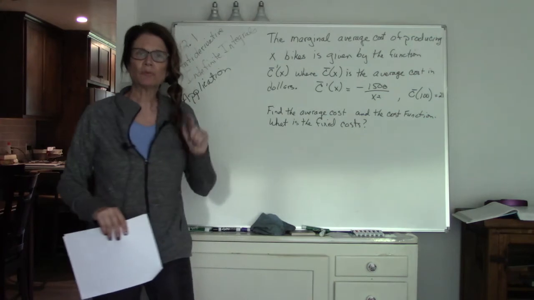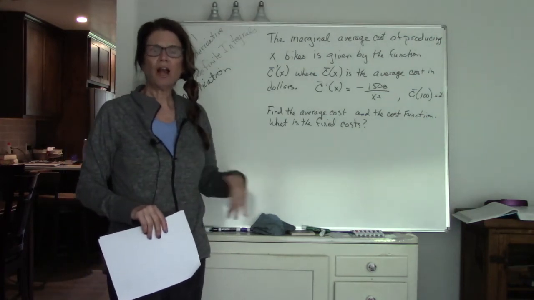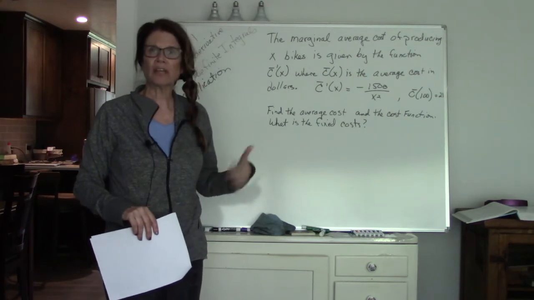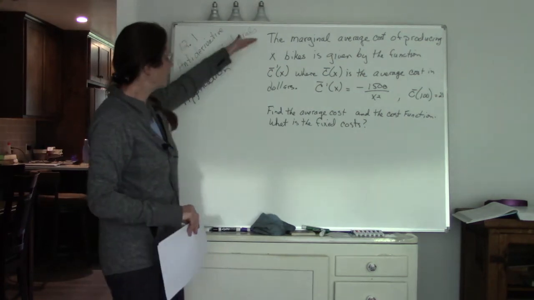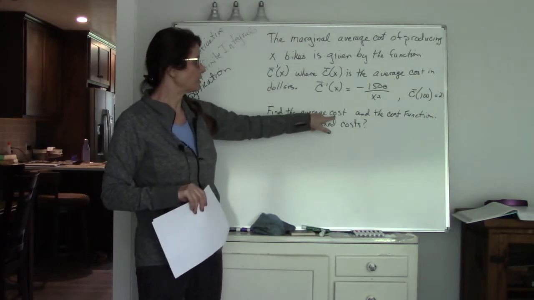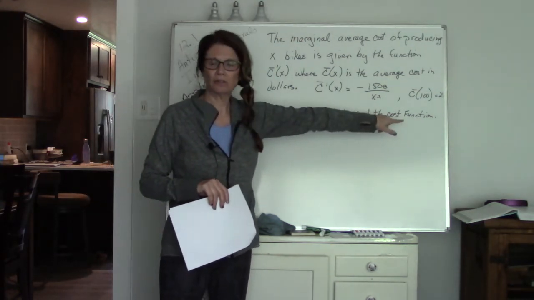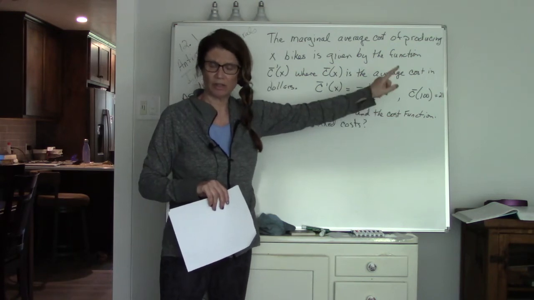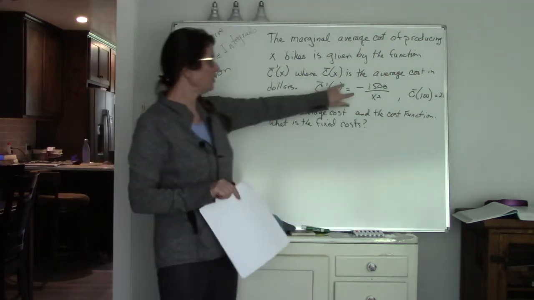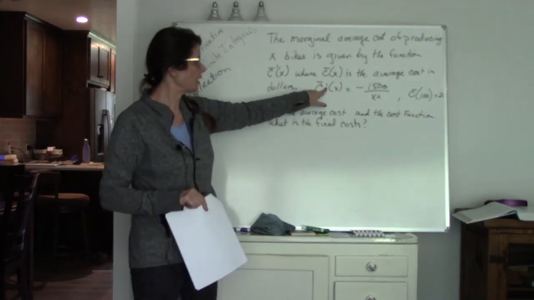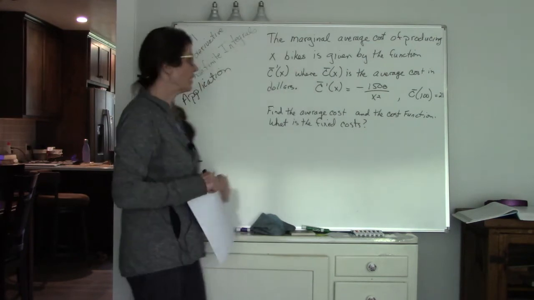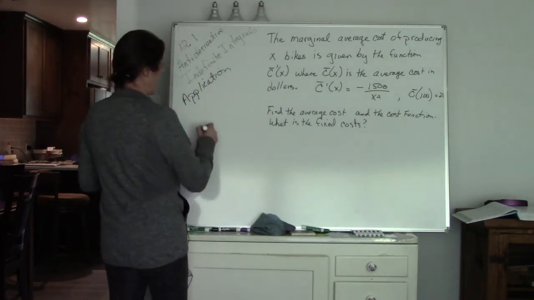Remember the term marginal, it can be marginal cost, marginal profit, or marginal revenue. Marginal is the derivative. So what you're given is the derivative. They want you to find the average cost, and then taking it back one step further, the regular cost function. So when you're given a marginal, we're given the derivative, and we want to take it back one step and find the average cost.